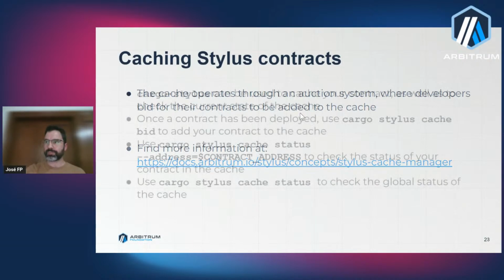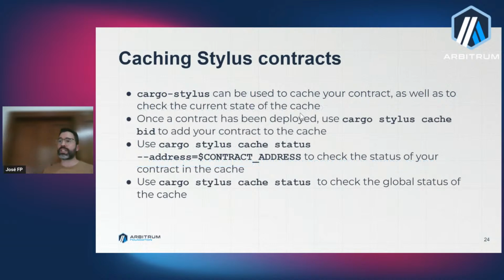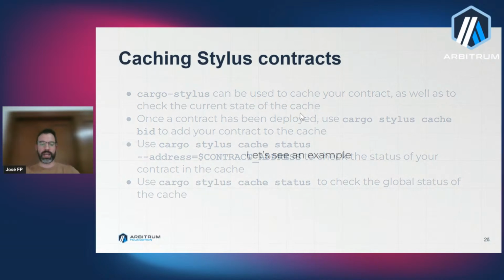All right. So we can use Cargo Stylus to cache our contract once we have deployed it. After deploying, we can use Cargo Stylus cache bid and bid for our contract to be added to the cache. Once the contract is in the cache, we can check its status by calling the status subcommand, and we can pass in the contract as an address. All right, we're going to see how that works.